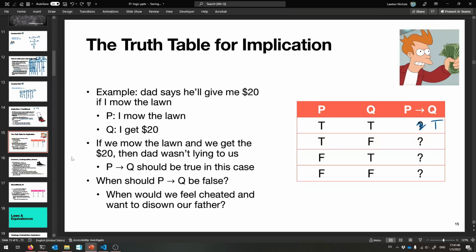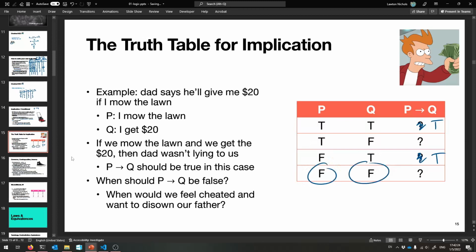We need to figure out, like, when should P arrow Q, if P then Q, P implies Q, be false? And the question to answer then is, when would we feel cheated and hate Dad? Like, when was he lying to us? That's when this is false. So, for example, this case should not be false, right? Because I didn't mow the lawn, but I got $20 anyway. Was Dad lying to me? I don't know. I didn't even try to mow the lawn, but I still got my money. So it should still be true, right? I'm not cheated. I got my money anyway. Isn't that cool? Thanks, Dad.